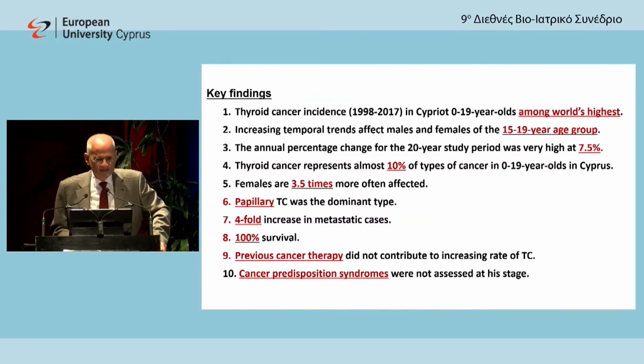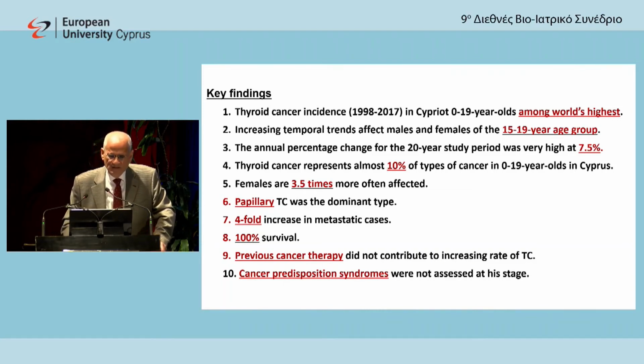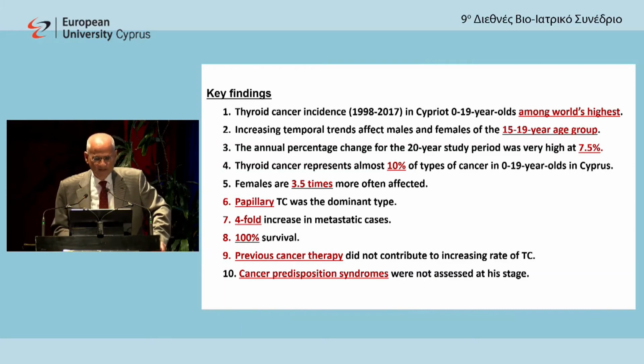The key findings: Cyprus is among the world's highest when we compare it with other countries, mostly in the 15-19-year-old group, with a 7.5% increase per year and 10% of the cancer burden in this age group. Females are 3.5 times more affected, papillary type is the most dominant, with a 4 times increase of the metastatic cases. And this is important because it argues more in favor of a true increase of thyroid cancers that need therapy than of diagnosis of thyroid cancer that does not need therapy because it has a different biological behavior and 100% survival. Importantly, previous cancer therapy did not contribute to the increasing rates in our country.